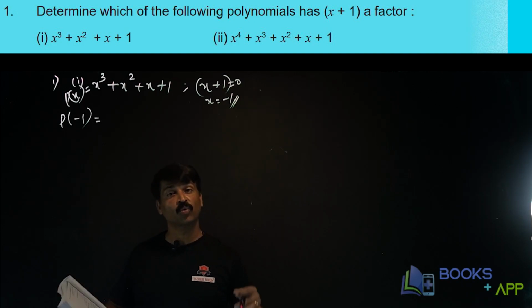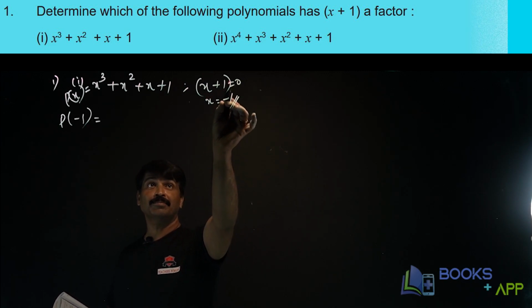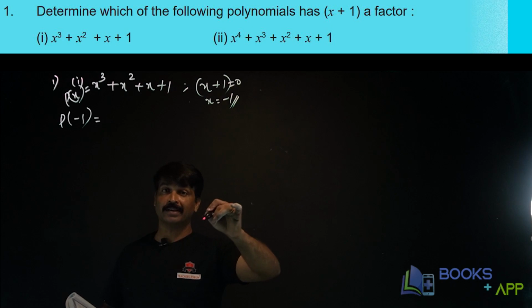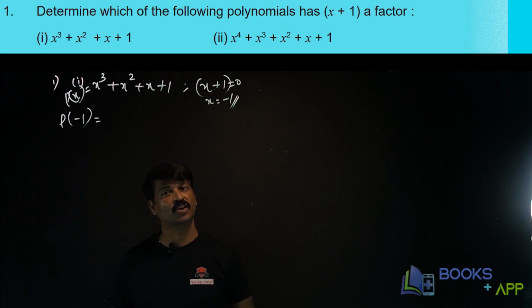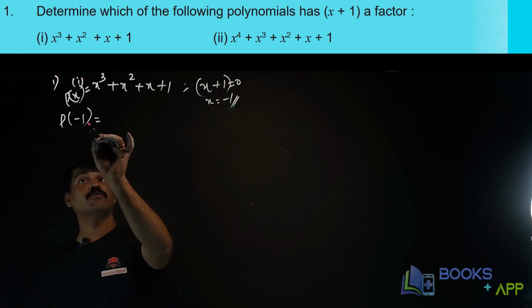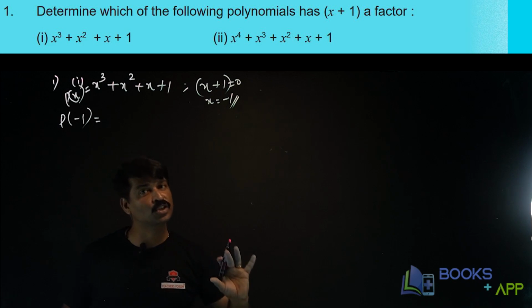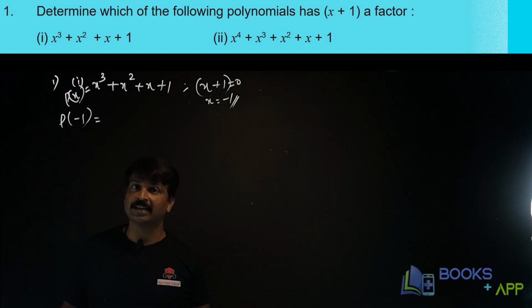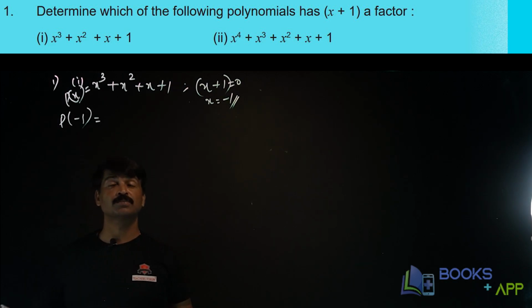So what are you going to find out? We are going to find out the remainder. To find the remainder, what do we have to do? Given the polynomial, to check whether x plus 1 is a factor, you have to equate x plus 1 equal to 0, then find the value of x. x is equal to minus 1. So p of minus 1 will give you the remainder. If the remainder is 0, it will be a factor. If the remainder is not 0, it is not a factor. Okay, so let us find out what is p of minus 1.